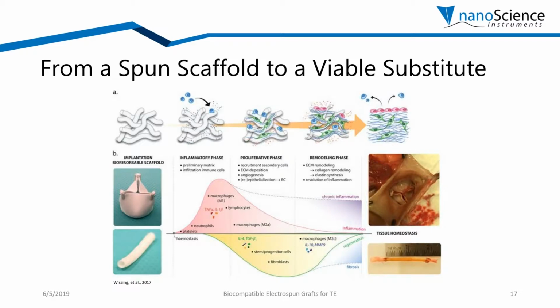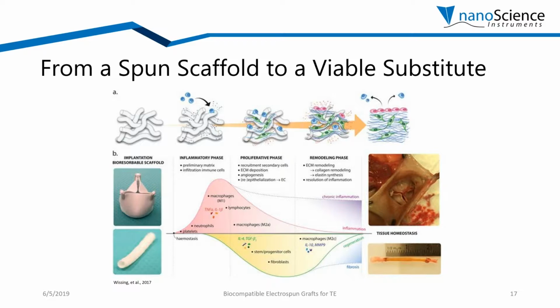For those of you who are not too familiar with tissue engineering, this image is showing the different stages of an in situ regeneration of biodegradable electrospun scaffolds towards a viable substitute. There are 4 stages that can be described as follows. Implantation of the electrospun scaffold, in which in this case an artificial heart valve and a blood vessel are shown.